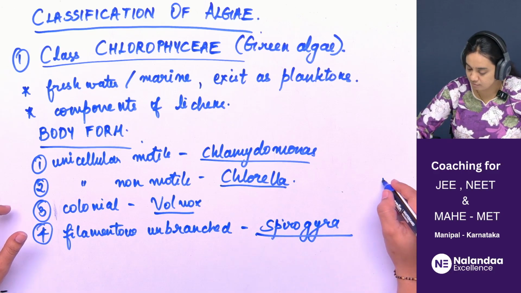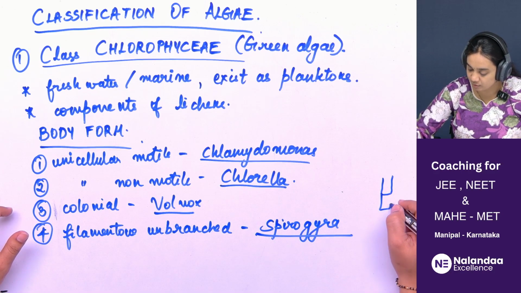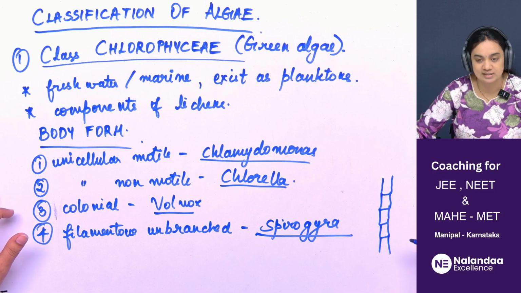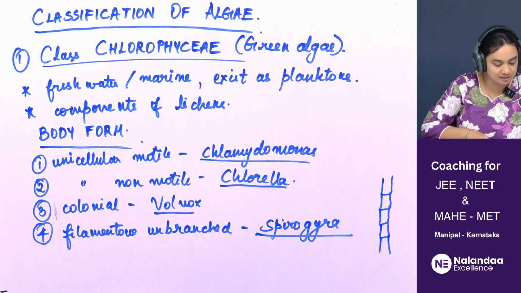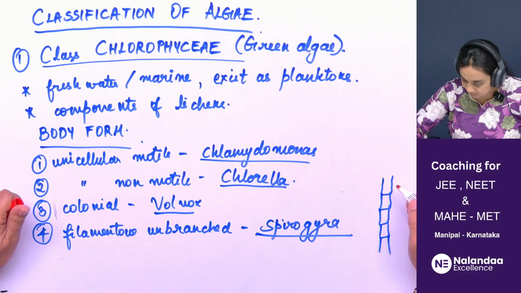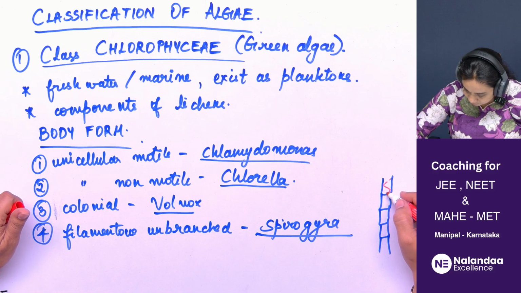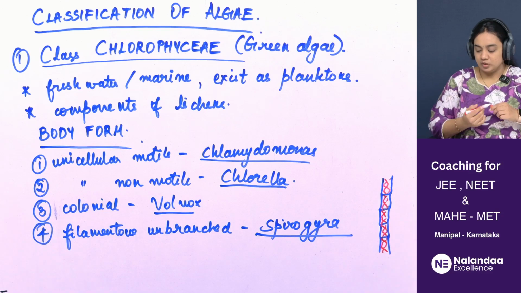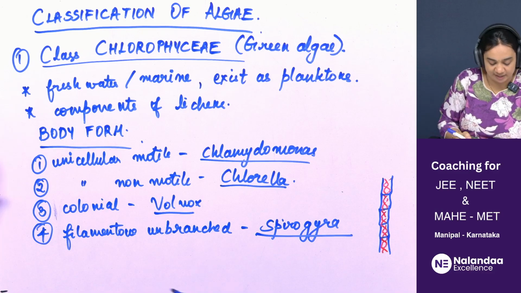So this is just simple chains of cells where we will not see any side branching. Okay, so this is Spirogyra, where within this you will see characteristic spiral shaped chloroplast, hence the name. So this is Spirogyra, filamentous.